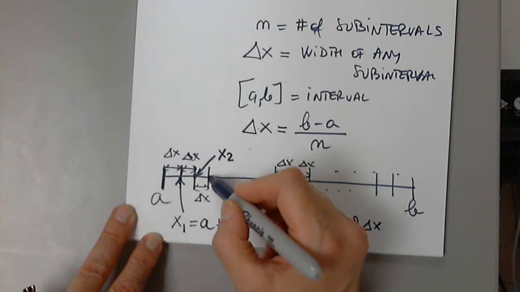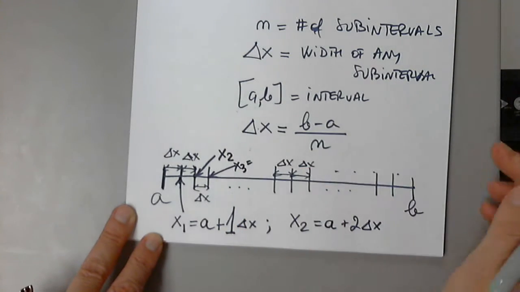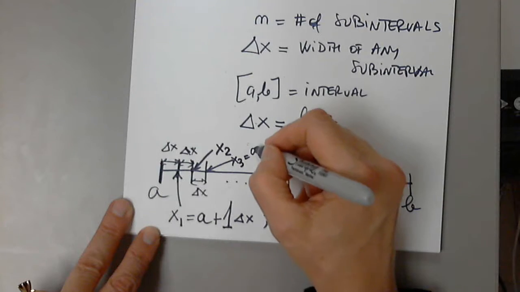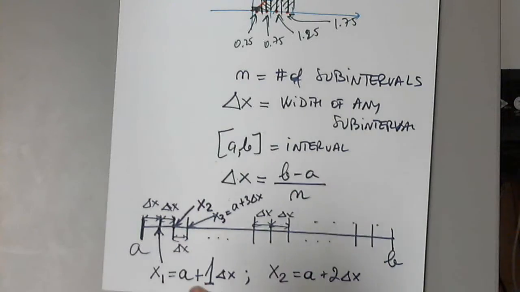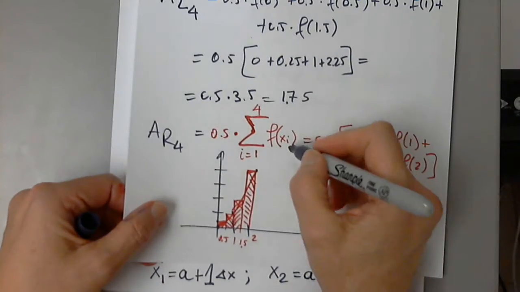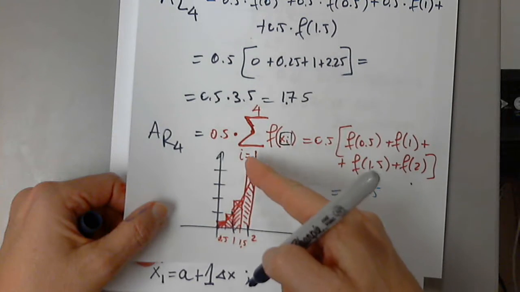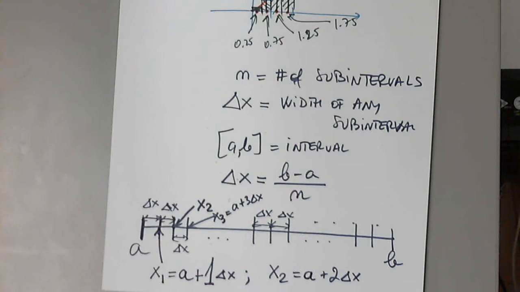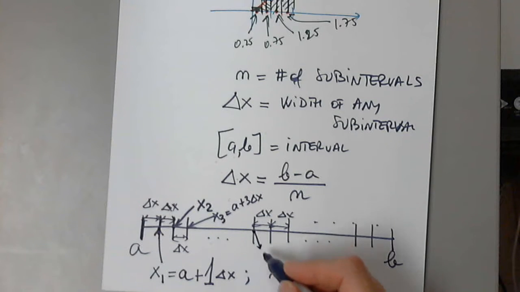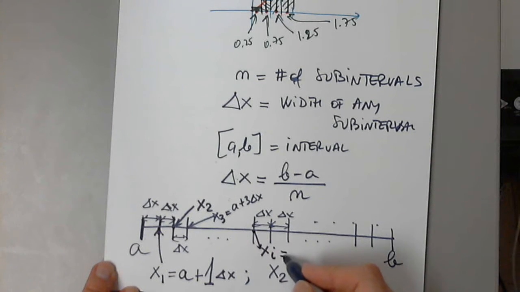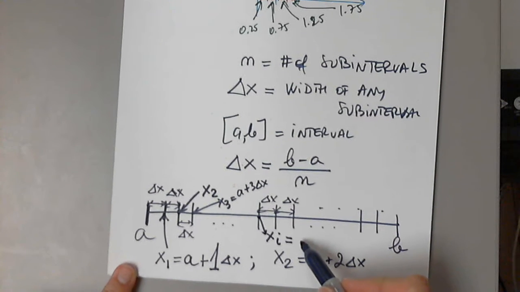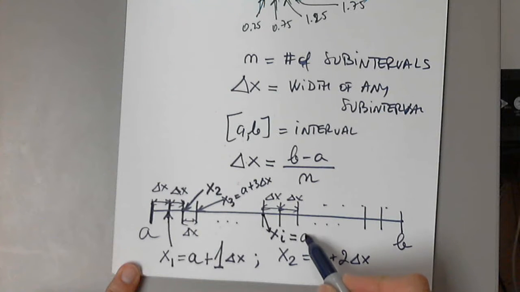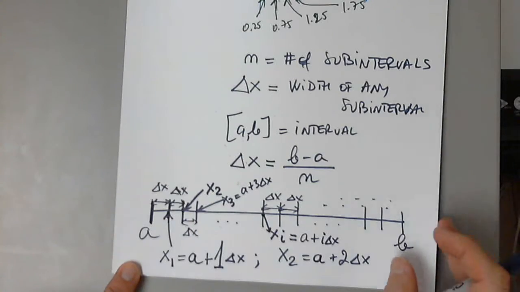Excellent. Can anyone give us x sub 3? Of course, I want the xi. Why do I want xi? Because I want to use the summation notation. So I want xi. Can anyone tell us what xi equals? A. Of course. And I can continue forever. Okay.